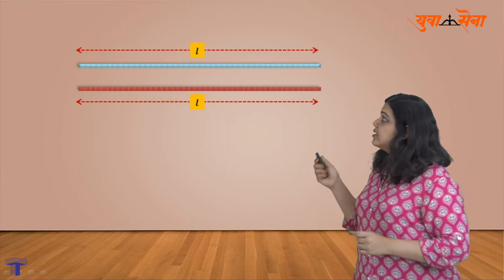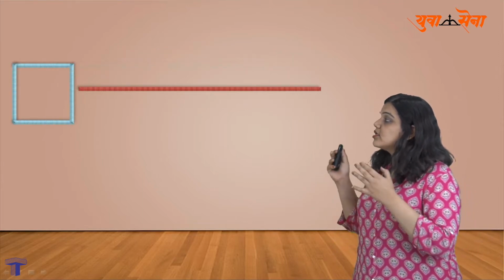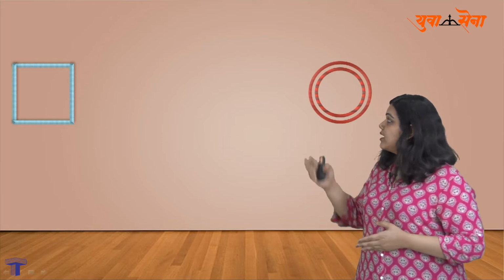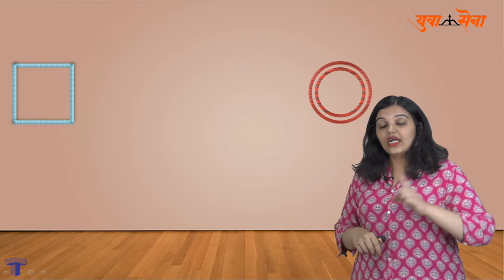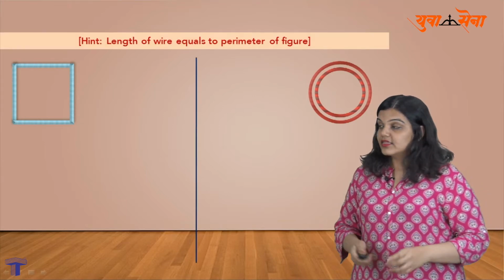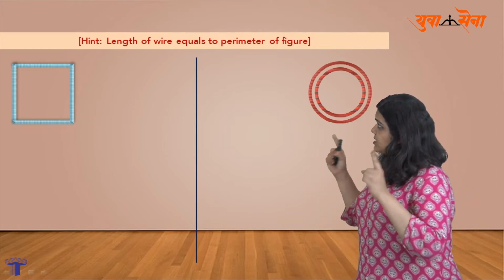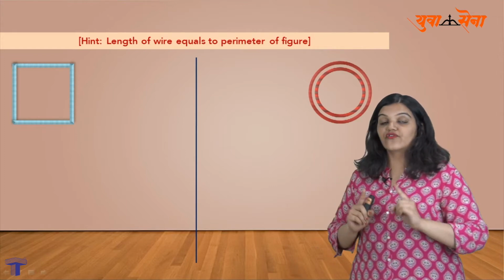The first wire is shaped into a square shaped coil, as you can see. The second one is then molded into a two-looped coil. So I had two wires of length L and now I have molded them into a square-shaped and a two-looped coil. Now once I have this, the first thing to understand in this sum is the hint that I will now give you. The hint is that the length of the wire is equal to the perimeter of the figure.